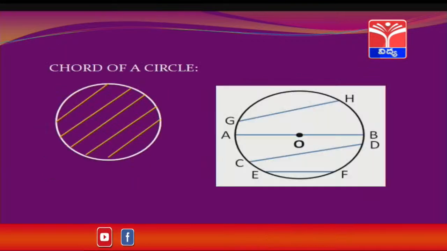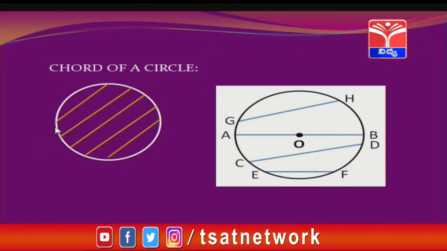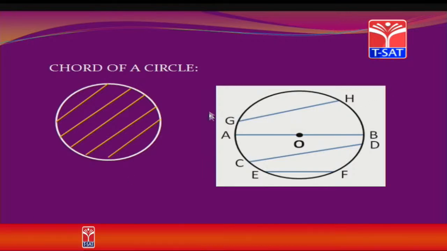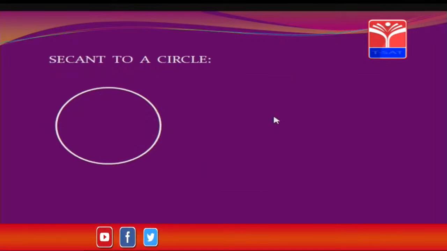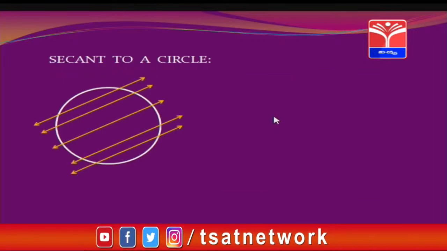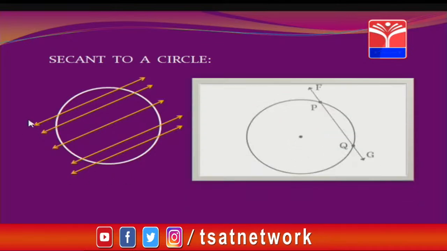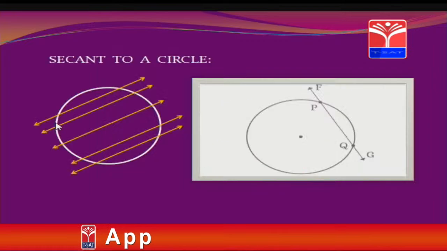Now, if I join 2 points on a circle like this, just recollect what a chord is. A chord is a line segment which joins any 2 points on the circle. So, this is called a chord. Again, secant to a circle. What is the difference? You see here, this is a line which passes through 2 points on the circle. That is called a secant to a circle.